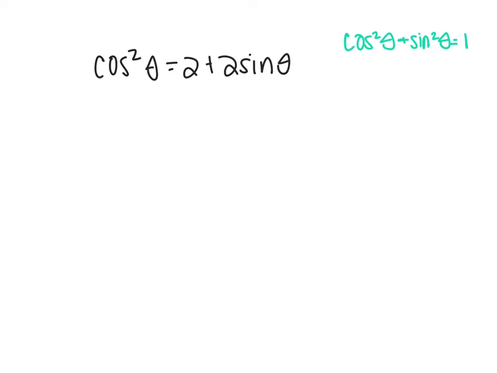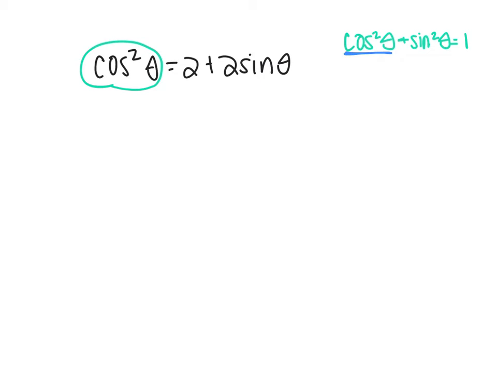These identities can be used in many different ways, but the main goal is if you have a problem like this one, cosine squared equals 2 plus 2 sine, we have a problem where we have both sine and cosine in the equation, so we need to get rid of one of them. Well, with Pythagorean identities, first off, things have to be squared to use them. In this case, we know cosine squared is in this Pythagorean identity over here with sine squared, meaning we can turn cosine into sine.